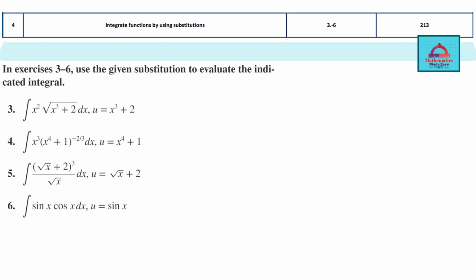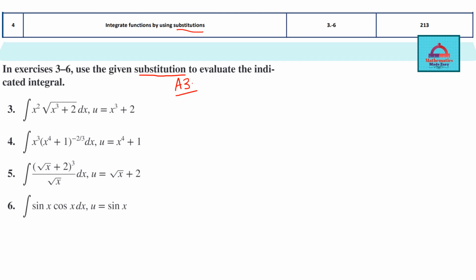The method that I'm going to be using for solving this question is integration by substitution. And these are questions 3 to 6 on your math book, page 213. So let's get started with the solution. All of them are going to be using the same method of substitution, but we are going to substitute different things. So let's see how we solve question number 3.